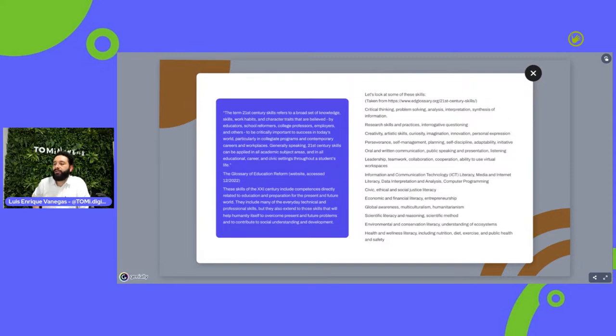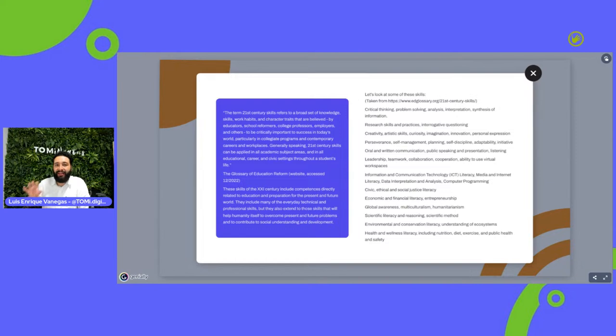The term 21st century skills refers to a broad set of knowledge, skills, work habits, and character traits that are believed by who? Believed by educators, school reformers, college professors, employers, and others, to be critically important to success in today's world. But remember, not only today's world, but also in the near future, particularly in collegiate programs and contemporary careers and workplaces. Generally speaking, 21st century skills can be applied in all academic subject areas and in all educational, career, and civic settings throughout a student's life.